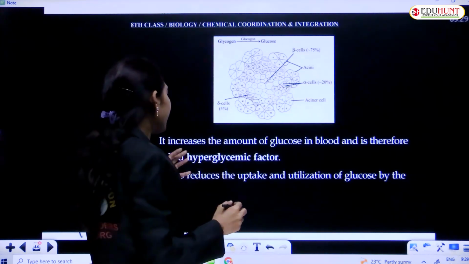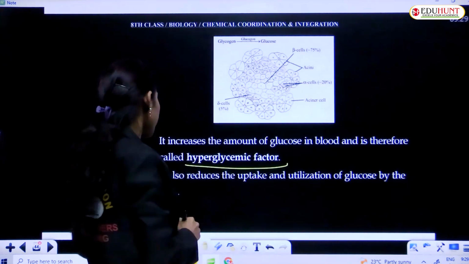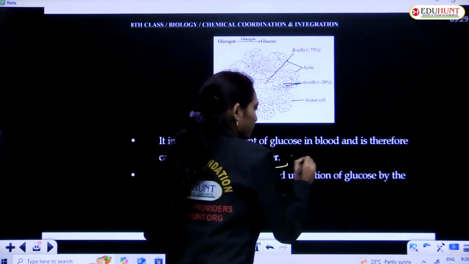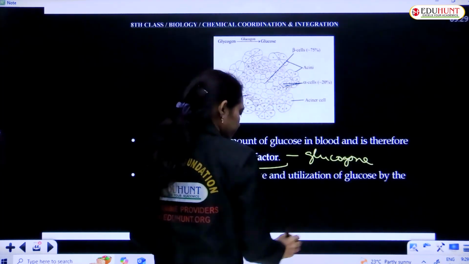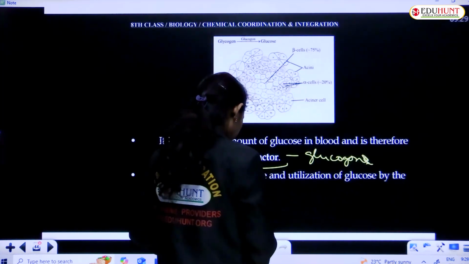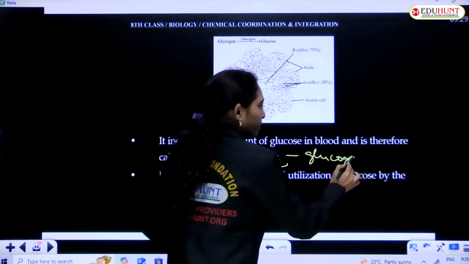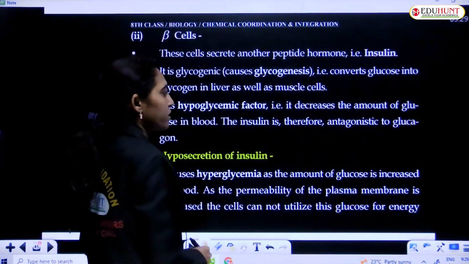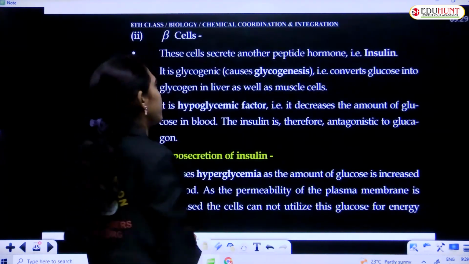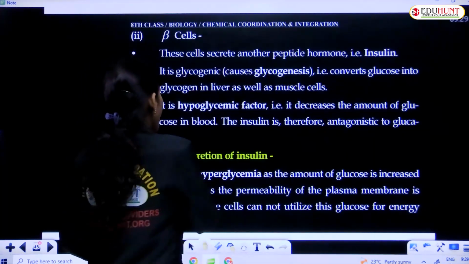That is called hyperglycemic hormone or hyperglycemic factor, the glucagon. Glucagon is the hyperglycemic factor or hormone. It reduces the cellular glucose utilization.